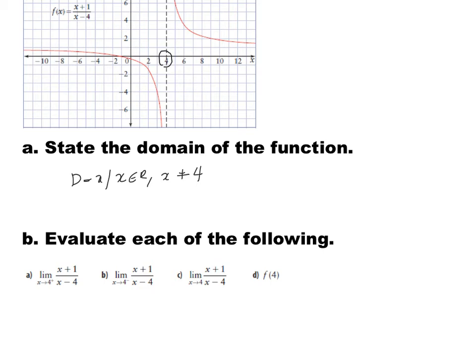The next question is to evaluate each of the following limits. The first one is part A, which we have to find the limit of x plus 1 over x minus 4 when x goes to 4 from the right. From the right means this way. So we have to look at the graph here, and you can see when x goes to 4 from the right, the function goes to plus infinity.